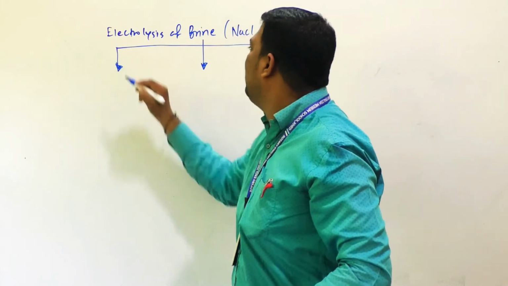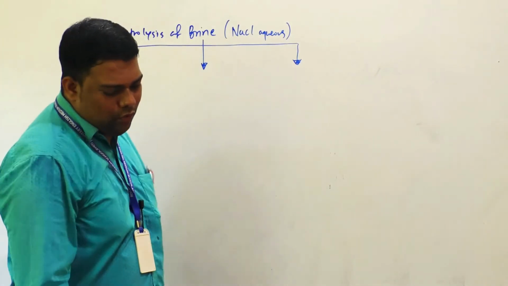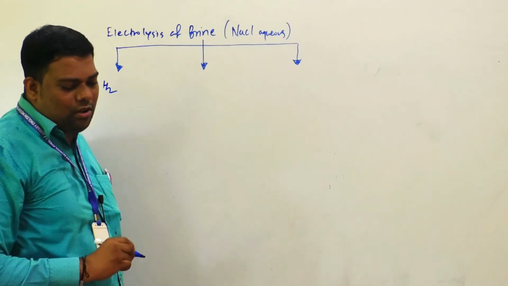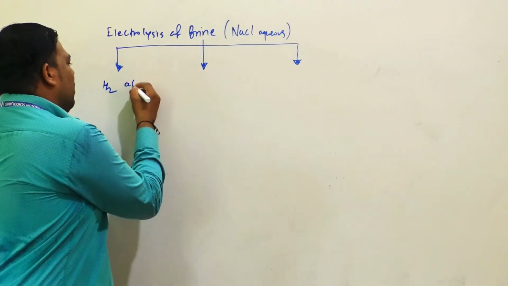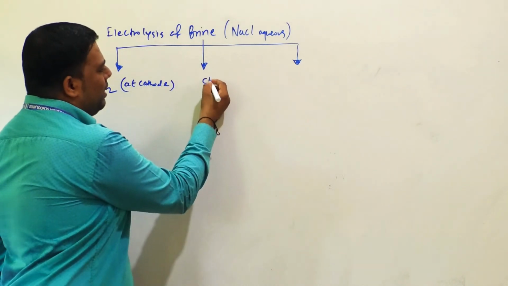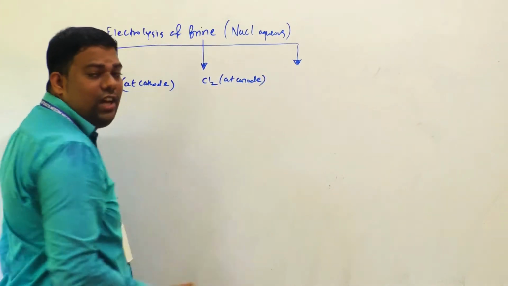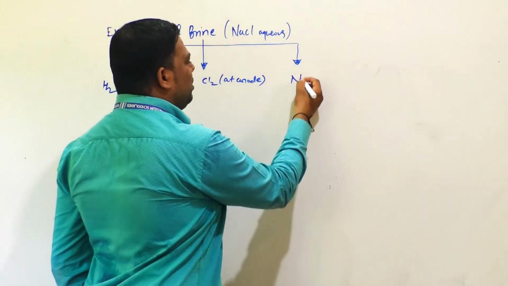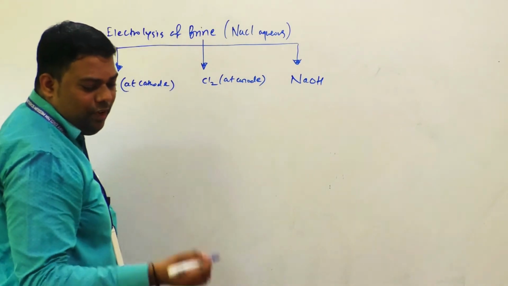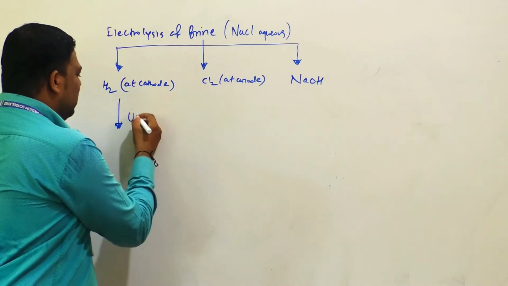How and where we can use this, that we are now going to discuss. So as you know, beta, here what? H2. So where will it occur? H2 at the cathode. Then beta, Cl2 where? At the anode, positively charged. And whatever your NaOH here, what will you get? NaOH aqueous.